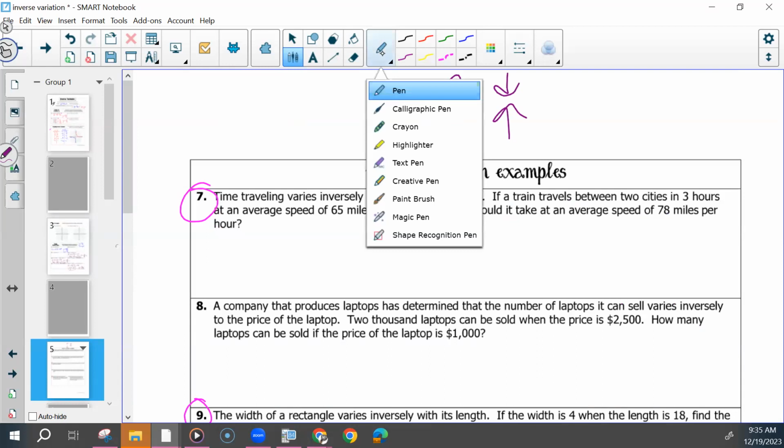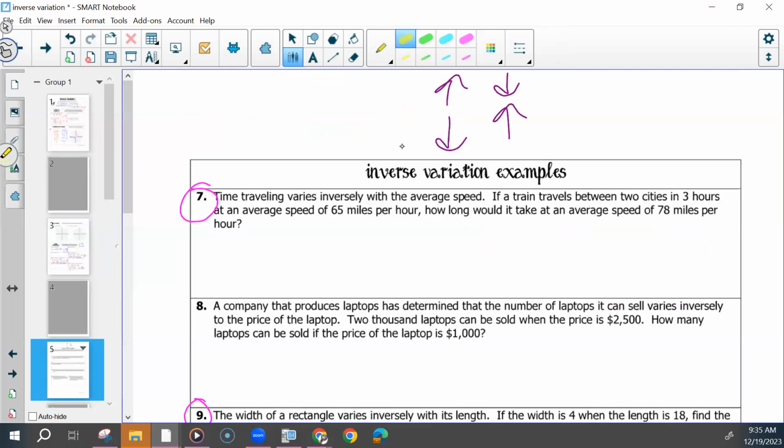So let's read through this first example. Time traveling varies inversely with the average speed. If a train travels between two cities in 3 hours at an average speed of 65 miles per hour, how long would it take at an average speed of 78 miles per hour? What's important here? Then inversely, 65 miles per hour.